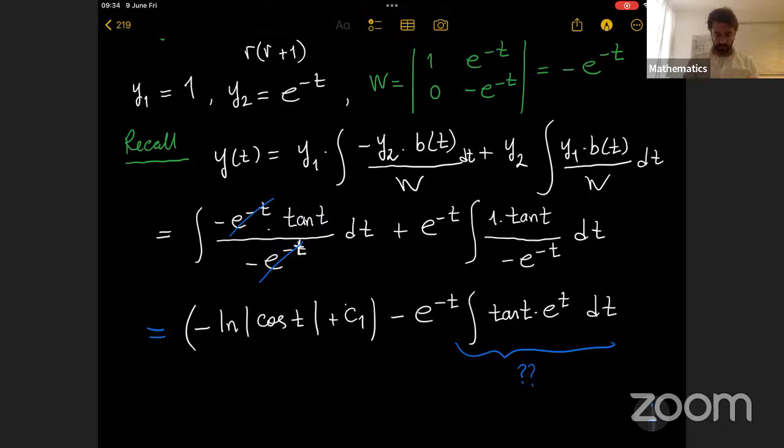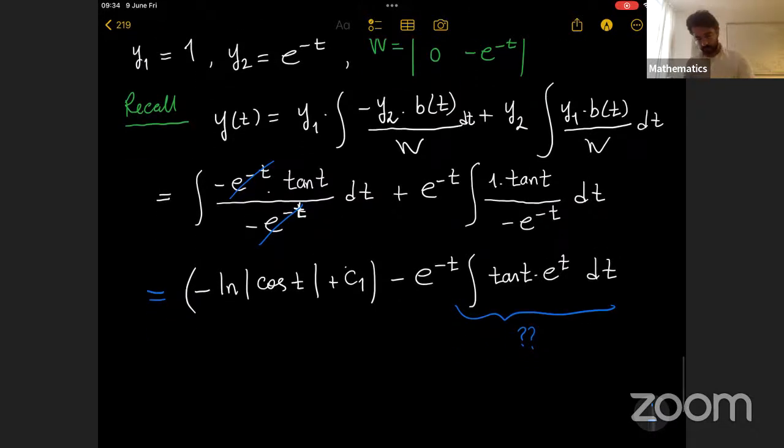Here it's not easy to solve it, so we look like this, okay? Not easy to find. Compute this integral.